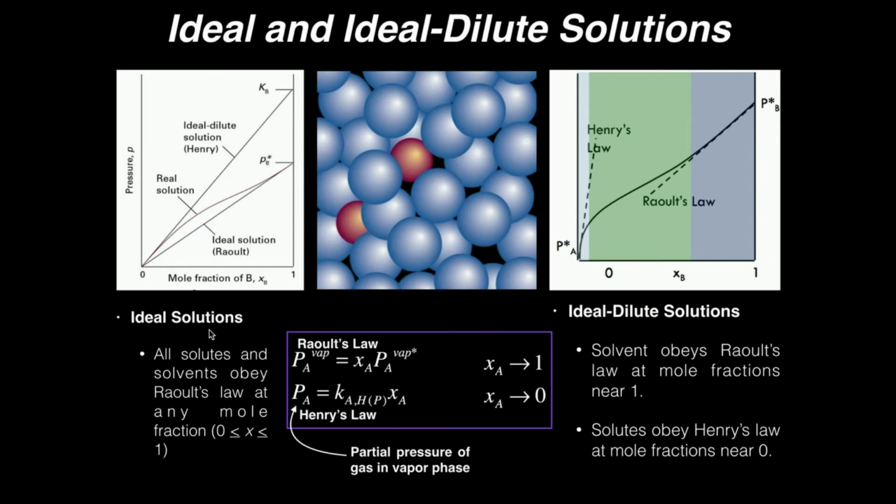Now, what is an ideal solution? Well, these are not very common, but an ideal solution is one where all the solutes and all the solvents in your solution, they all obey Raoult's law at any mole fraction. So if you picked a species, let's pick the ethanol in that situation, it would literally have to follow Raoult's law, this dotted line, and if you extended it down to the origin, it would have to follow that exactly for all mole fractions. It would just be a straight line if you plotted it.